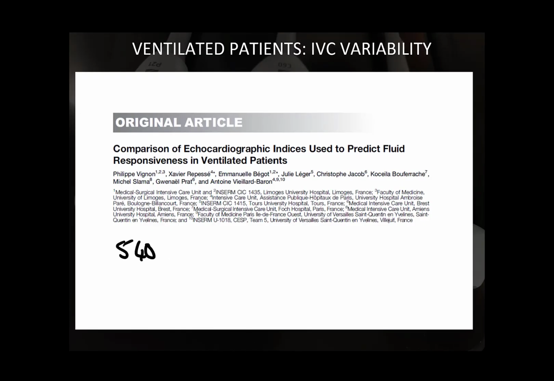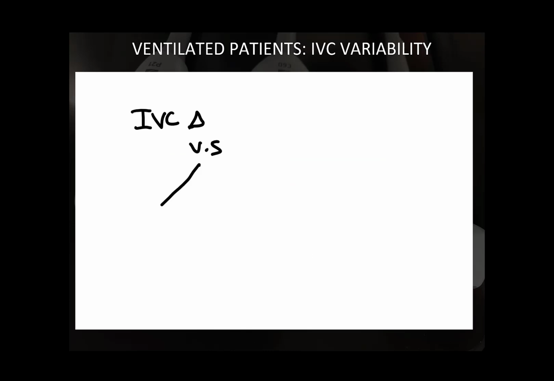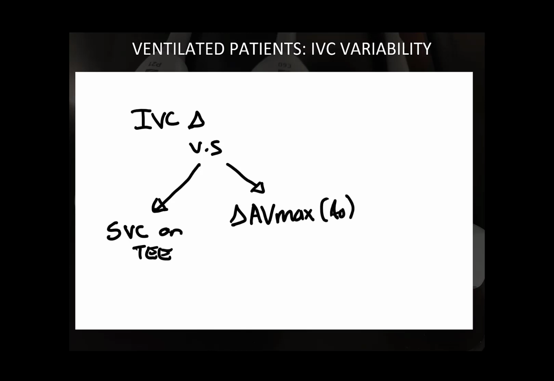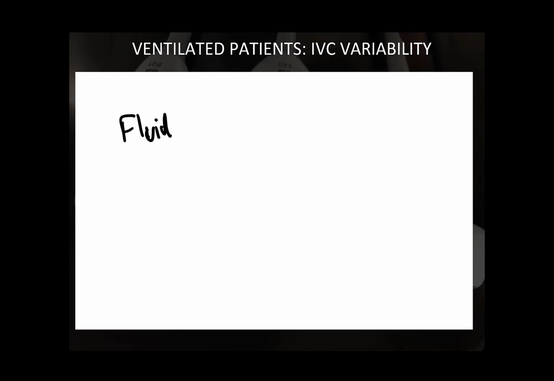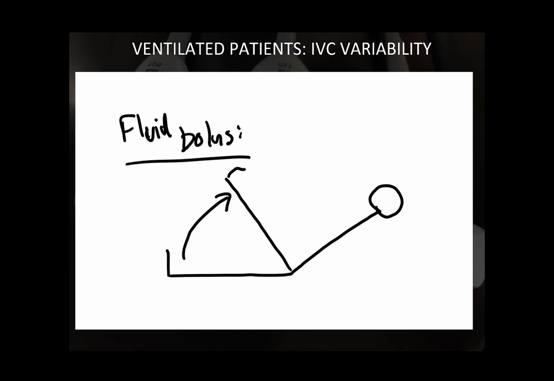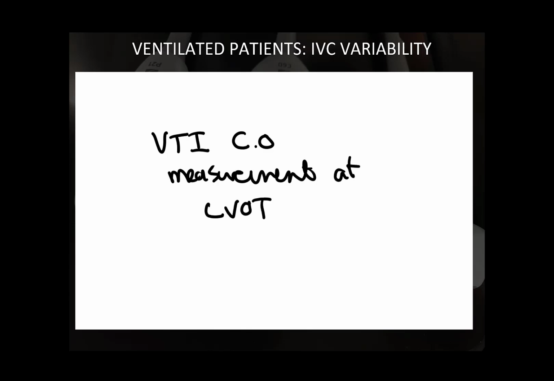Again, the same cohort of 540 patients that we considered earlier were used to assess IVC variability in ventilated patients. IVC variability was compared to SVC on TE, changes in maximal velocity at the LVOT and pulse pressure variation. These were all compared to cardiac output calculations using VTI at the LVOT. Passive leg raise was the chosen method to increase the preload. Fluid responsiveness was defined as a 10% increase in cardiac output, and was measured at 60 seconds.